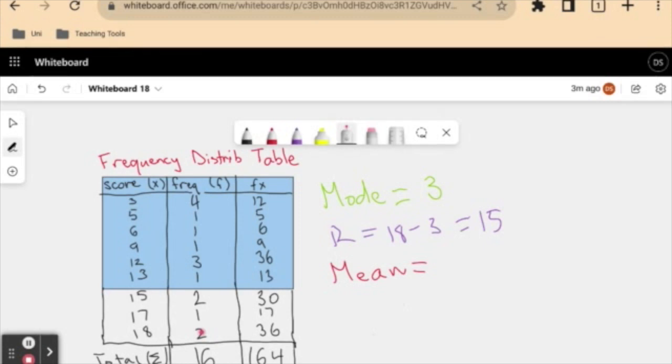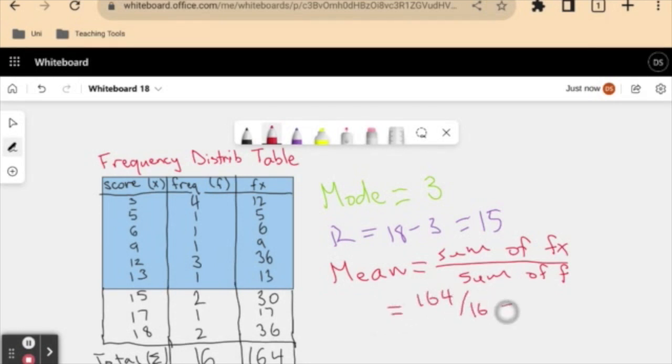So here, all we have to do for our mean is the sum total of our fx column divided by the sum total of our f column, which, like we saw before, is 164 divided by 16, which is about 10.25. Cool. So the actual statistical calculations are made a little easier.